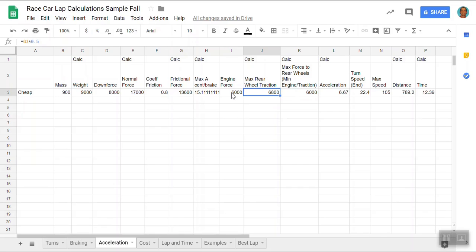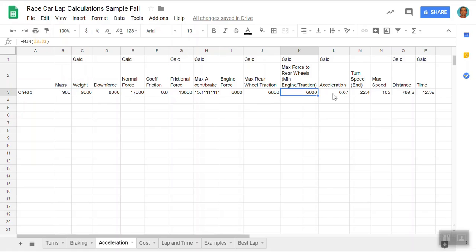So in this case, I asked, what's my maximum engine force? What's my maximum wheel traction? I did a logic operation. Let's see if we got that. Yes, you can see here in K3, I have something that says minimum of I3 or J3. I'm looking at either of these two, and then I have to decide that the car will only have the minimum of engine force or the minimum of the wheel traction.